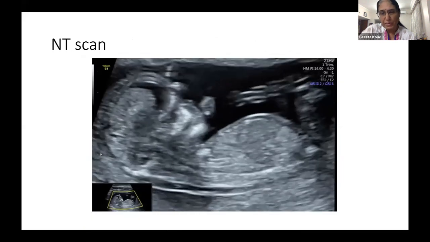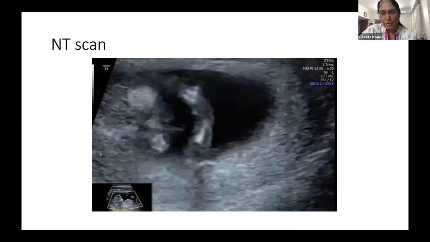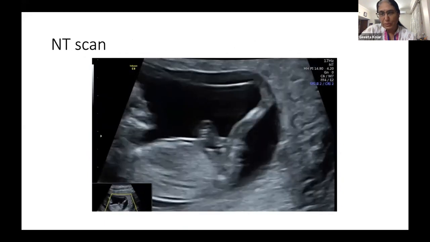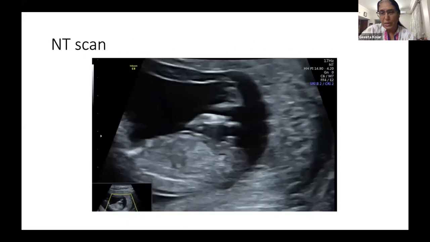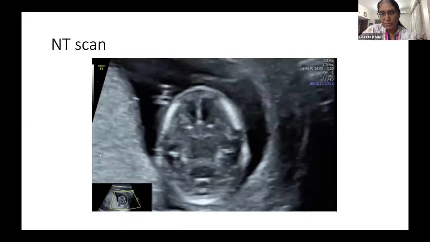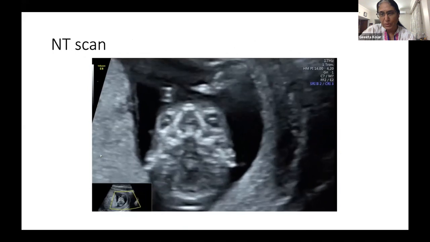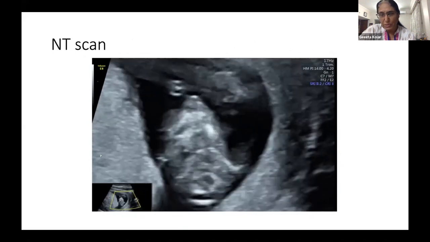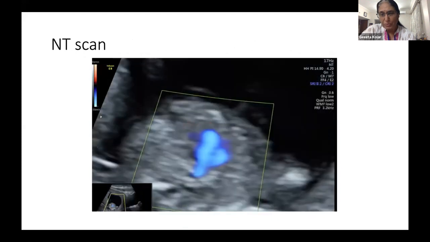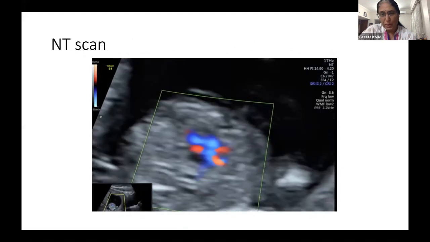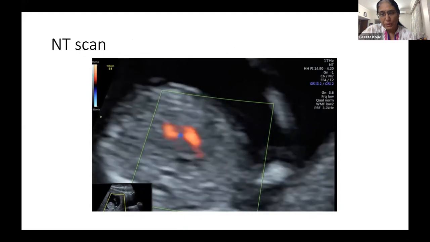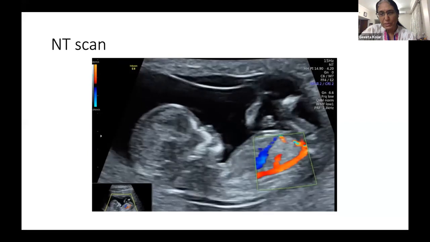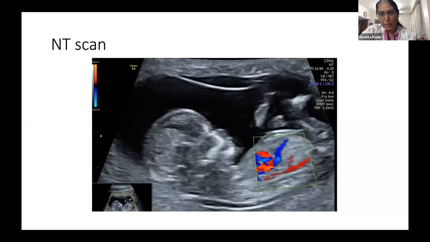So this is the NT scan where the fetus should be between 45 to 84. And you can see the details: all the three segments of the limb, the fingers, the intracranial structures, the outline of the structures, the orbits, the prenatal premaxillary triangle, the jaws, the heart with the four chambers, outflow tracts, the lungs on either side, and you can see the stomach and the bladder bubble, and you can see the cord insertion, the ductus venosus, and the lower limbs.